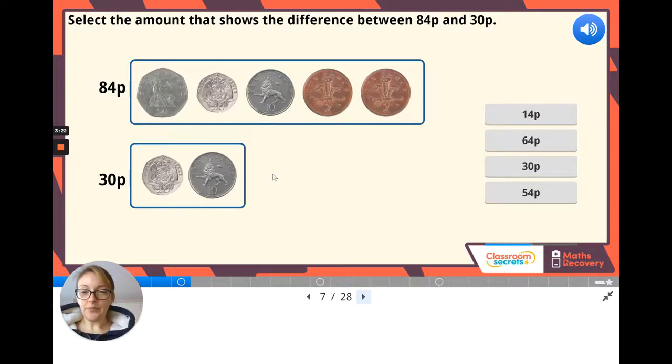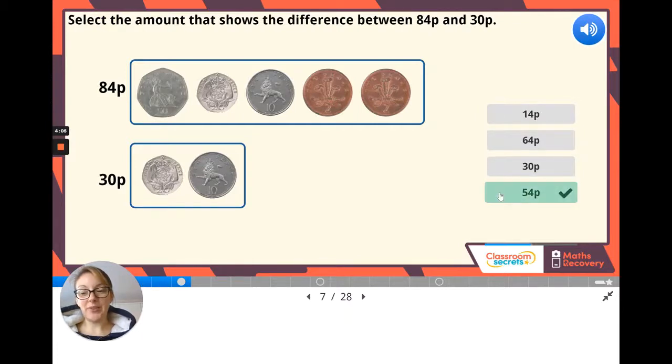Okay, so I can see that the top group has a 20p and so does the bottom group, and I can see the top group has a 10p and so does the bottom group. So those parts are the same. However, the top group has a 50p that the bottom group does not have. It also has these two 2p coins. So if I count those coins all together, a 50p and a 2p and a 2p, that totals 54p. So I think that would be the difference. So let's click on it and check.